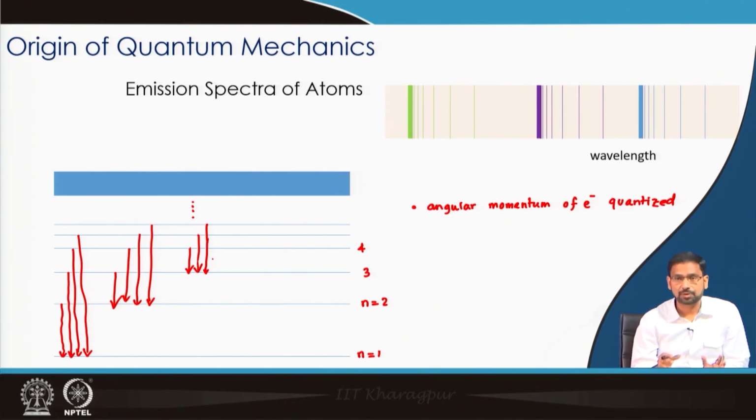Of course, Bohr's atomic model had its own shortcomings, but the success of Bohr's atomic model in at least explaining the emission spectrum of hydrogen atom was primarily due to this interesting assumption that the angular momentum of electron is quantized. And of course, that also led to the situation that the radii of the stationary orbits also have fixed values. They are not any arbitrary value, they have fixed values.